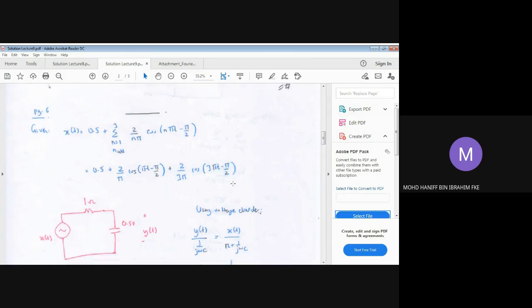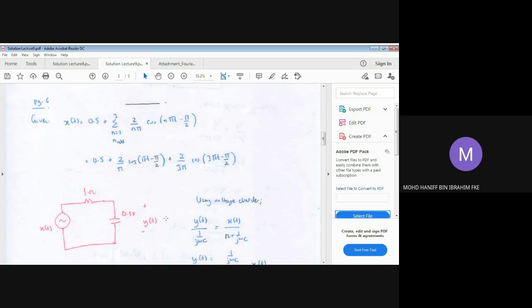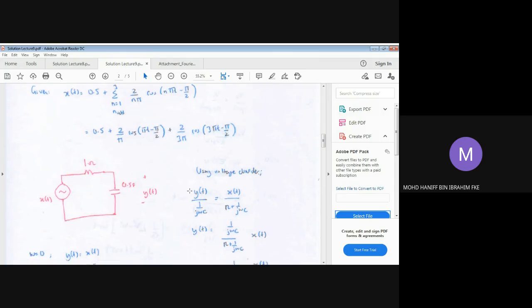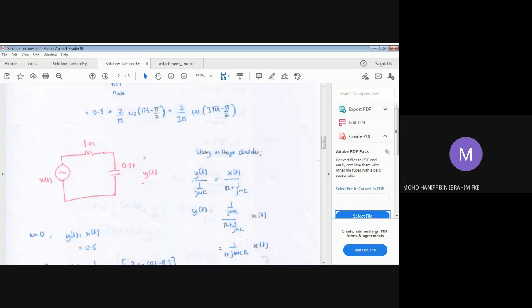By using the voltage divider, we can write the equations that relate x(t), y(t), and the component values here. So y(t) equals 1 over j omega C, divided by R plus 1 over j omega C, multiplied with x(t). That should be your y(t), the output voltage measured across the capacitor. By simplifying these equations, you get 1 over 1 plus j omega C R, multiplied by x(t). Please try this.